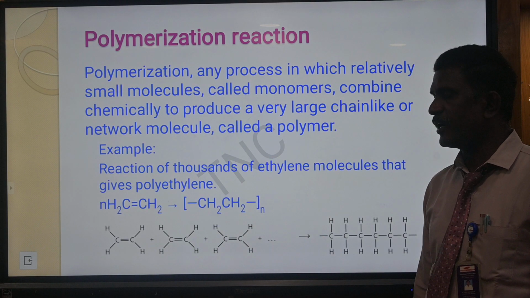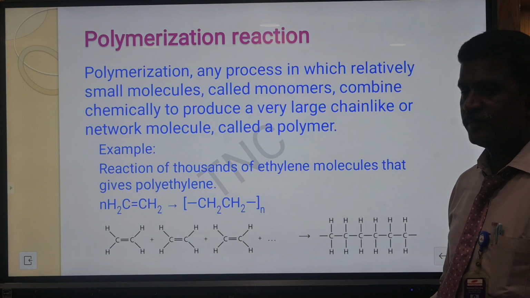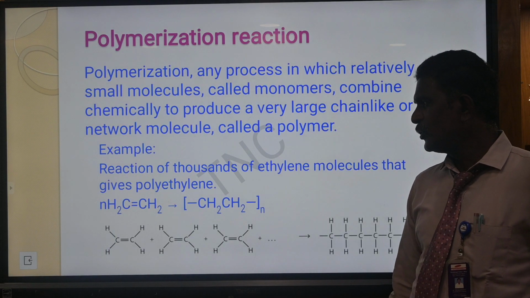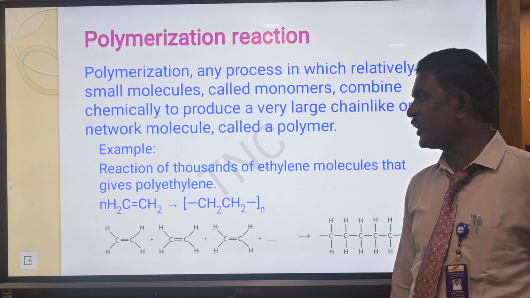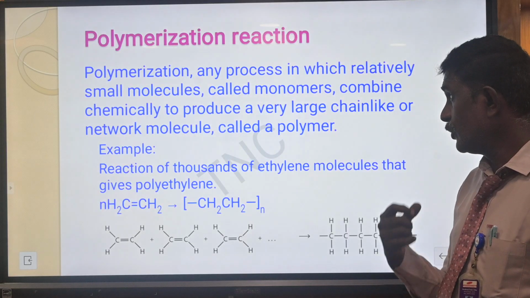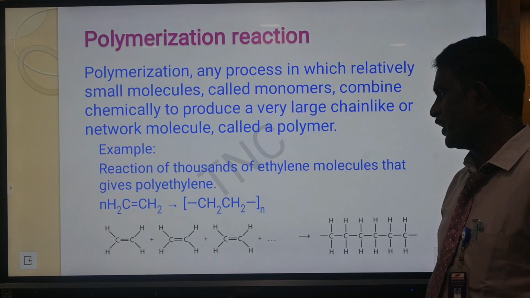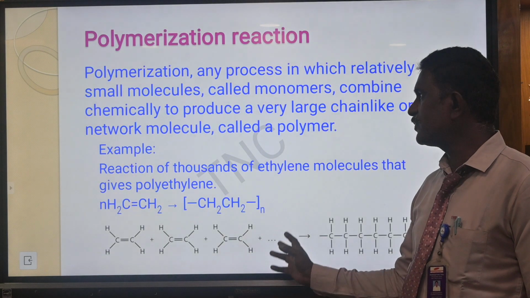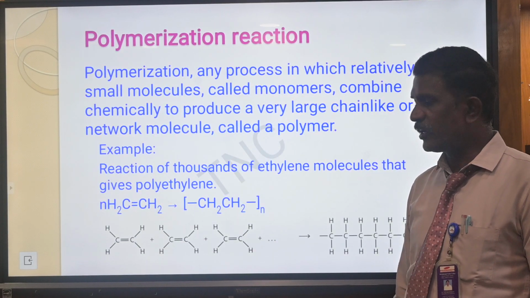So this is our last reaction, which is polymerization reaction. It is a special type of reaction where we can make polymers. Many small molecules combine again and again to generate a long chain, a network-like molecule, which is called a macromolecule. This macromolecule has a variety of applications. That kind of repeated combination of small molecules, which are called monomers, is called polymerization reaction.